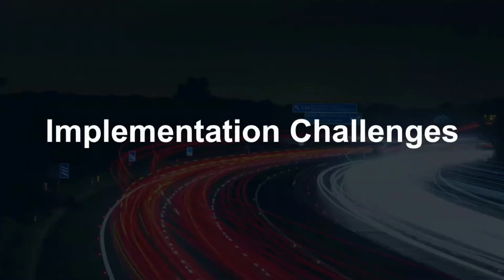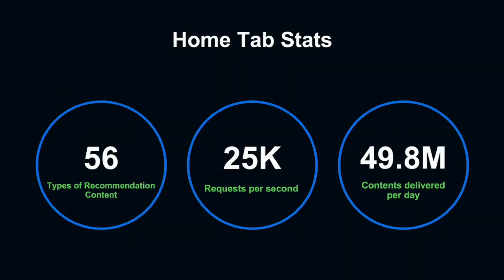After going over the system flow, we still have actual server challenges during the implementation. This is the home tab statistics currently. We have about 56 types of recommendation content. The server request is usually about 25K per second, and we offer about 50 million content per day, like each sticker, each music, theme, or open chat.